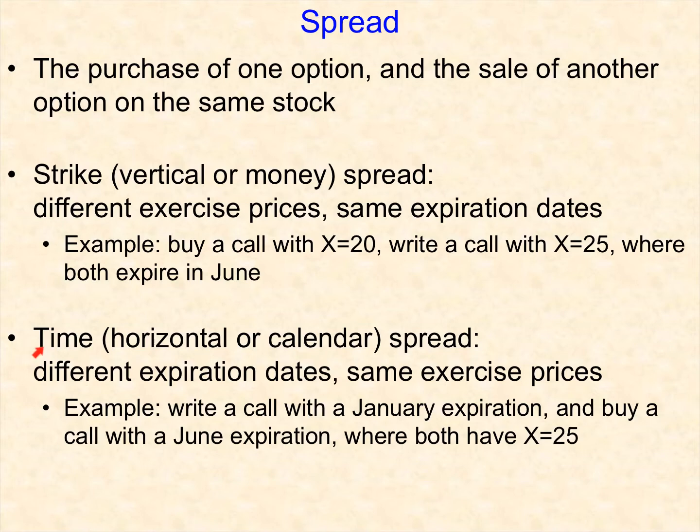An alternative is the time or horizontal or calendar spread. These differ by the expiration date, but will have the same exercise price. For example, we might write a call with a January expiration and buy a call with a June expiration, where both have the same exercise price of $25.